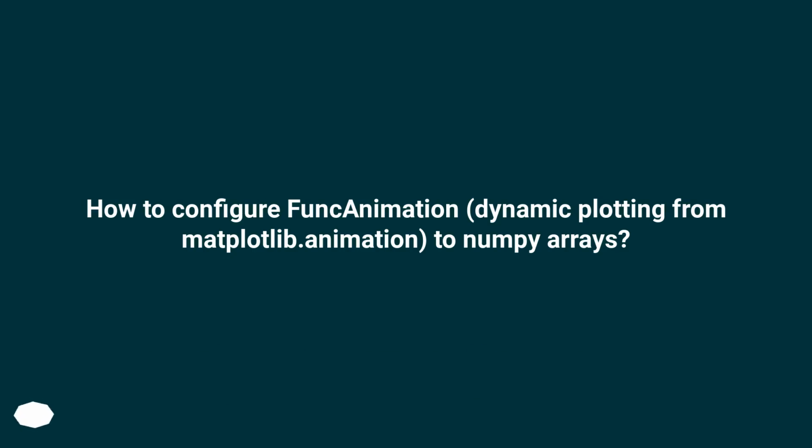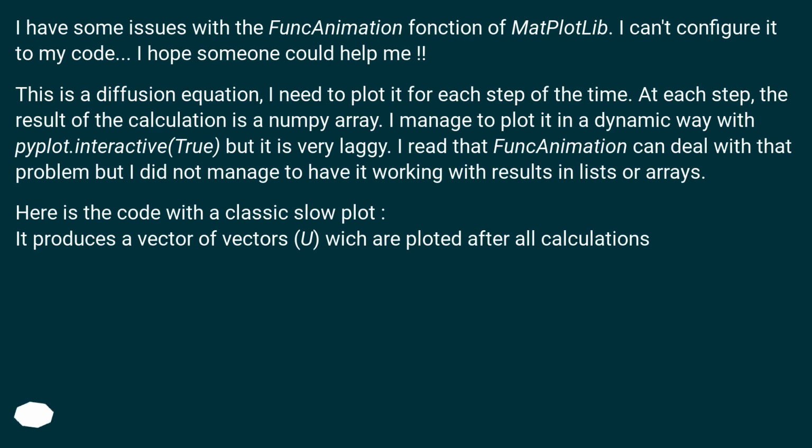How to configure FuncAnimation, dynamic plotting from matplotlib.animation, to numpy arrays? I have some issues with the FuncAnimation function of matplotlib. I can't configure it to my code. I hope someone could help me.